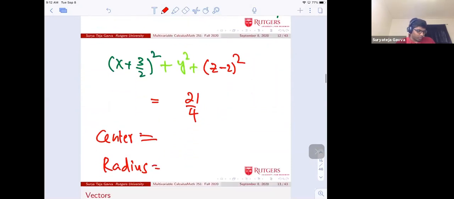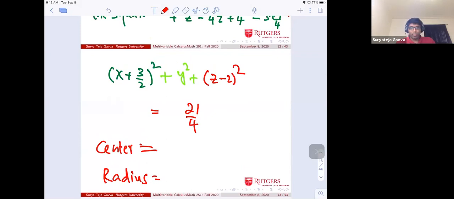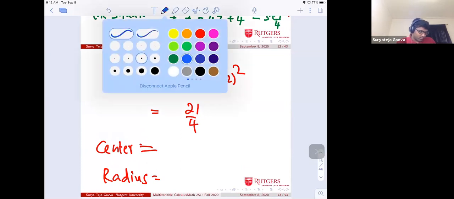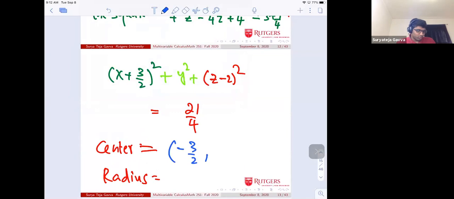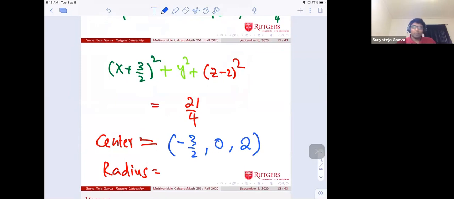And now can you tell me what the center and radius are? Okay, so the center has to be minus 3 over 2. You can compare it with the standard equation. So the center is minus 3 over 2, then y minus 0, so 0, and z minus 2, so it's 2. What is the radius? This is nothing but square root 21 over 2 whole squared. So the radius has to be square root 21 over 2.